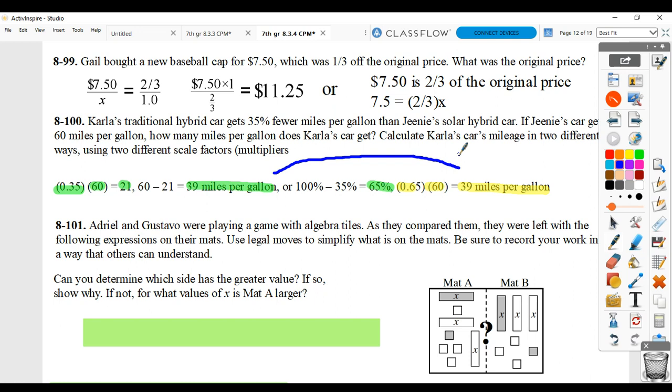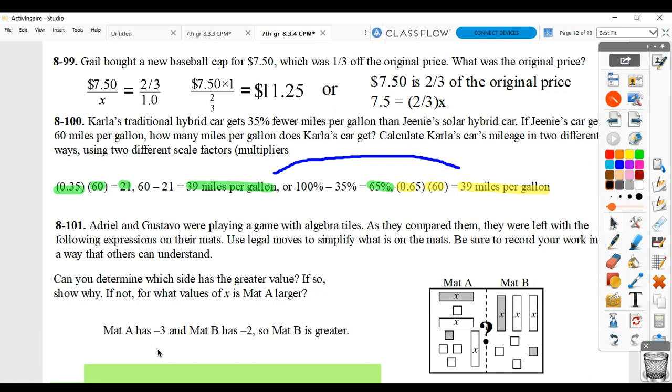8-101, Adriel and Gustavo were playing a game with algebra tiles. As they compared them, they're left with these expressions. They want you to use legal moves to simplify what's on the mats, record your steps, and then see if you can decide which side is greater.